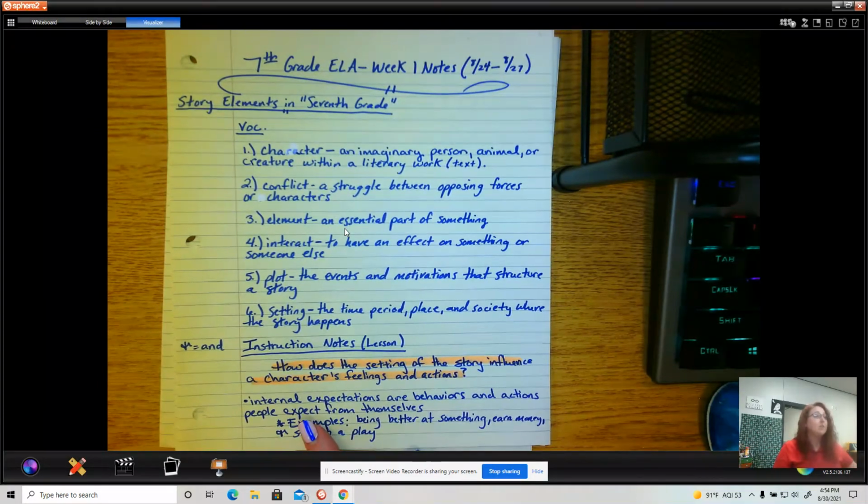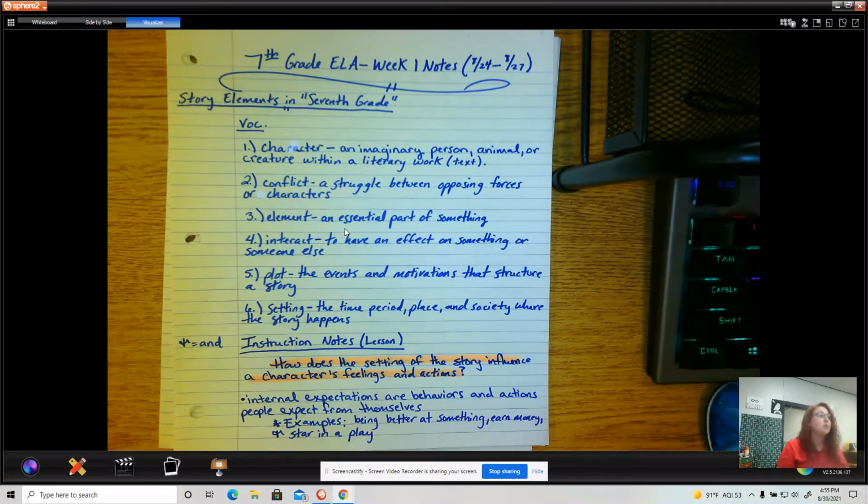internal expectations, which are behaviors and the actions people expect from themselves. So an example is being better at something, earning money, being a star in a play. Those are internal expectations because you want that for yourself. Okay?